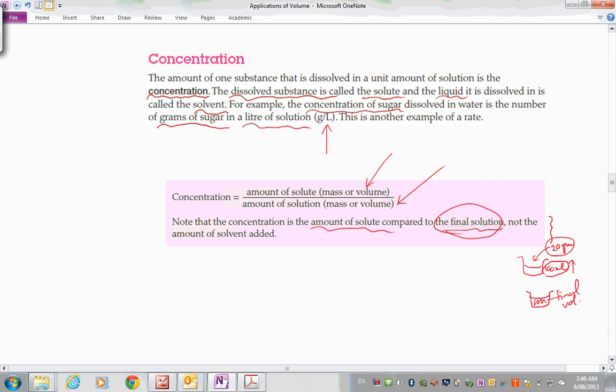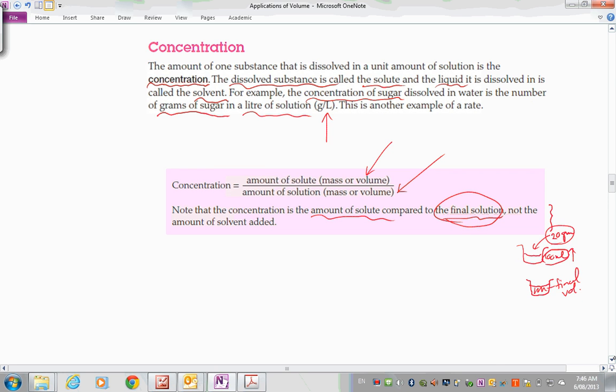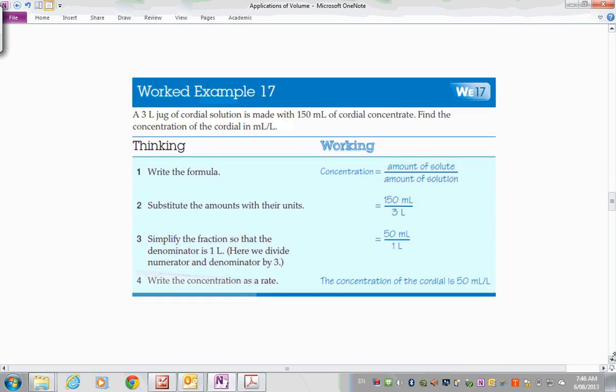Okay, let's go down and see if we can do some calculations. Alright, here we are. Again, another example from Pearson's. We've got a 3 litre jug of cordial made with 150 millilitres of cordial concentrate. Find the concentration of cordial in millilitres per litre. That's the amount of solute, 150 millilitres. The amount of solution is 3 litres.